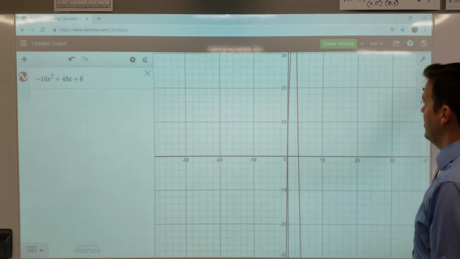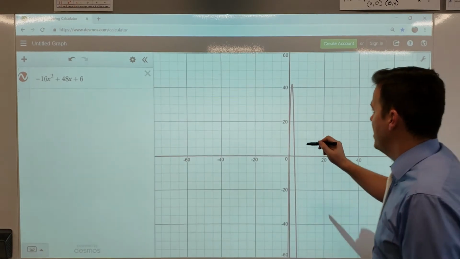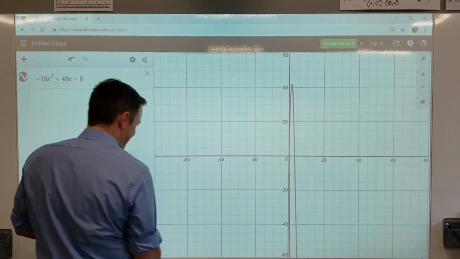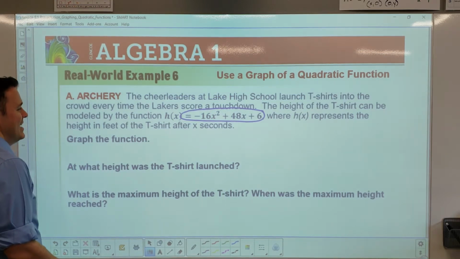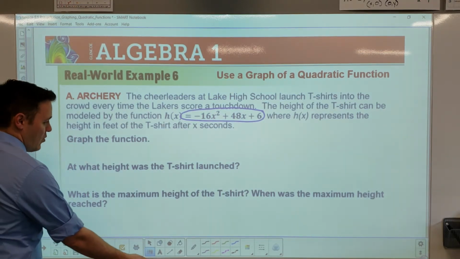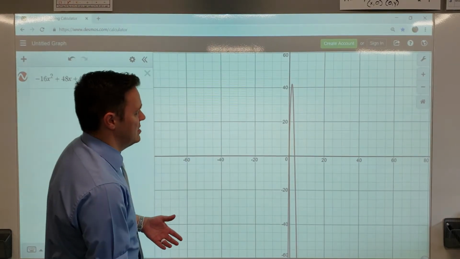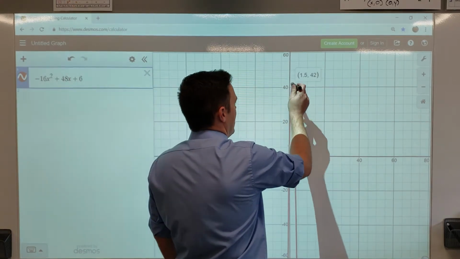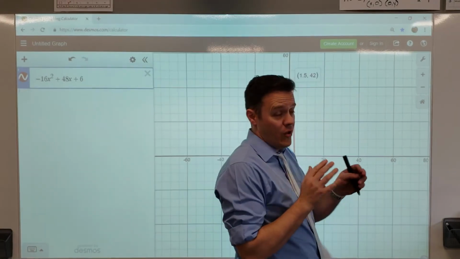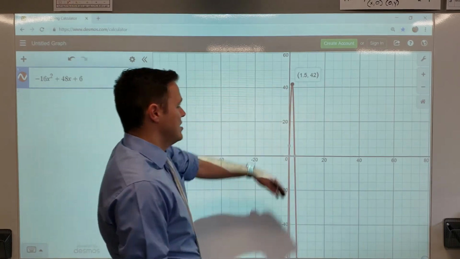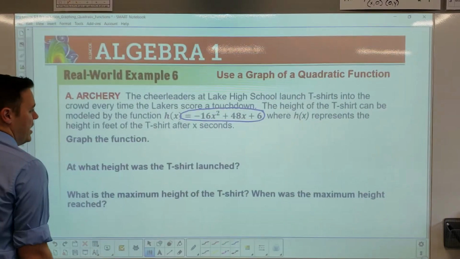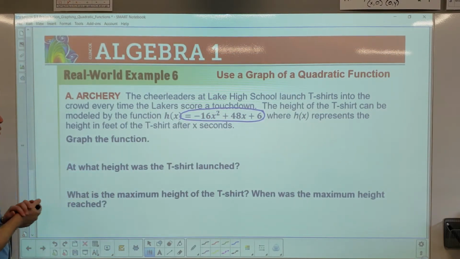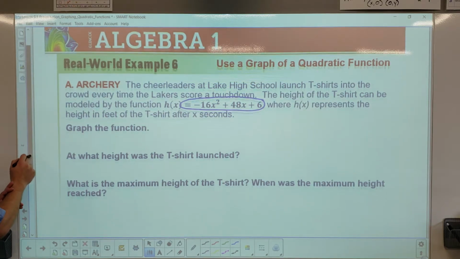So let's look at this real quick. They have a nice little parabola here. They are launching these t-shirts straight in the air. What's ironic to me is this talks about time in seconds. When we do ours, you guys will actually draw the actual arch. This formula is a little high, but so graph the function. We did that. At what height was the t-shirt launched?